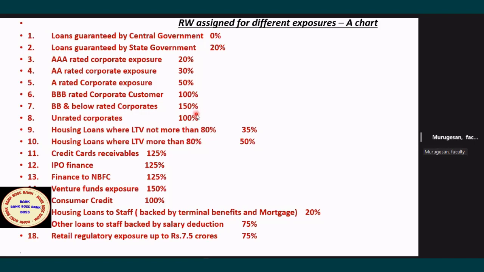Unrated corporate, 100%. Earlier the chart was in Word format, I converted it. Now, unrated corporate, 100%. Housing loan, this is the thing you wanted. Housing loan, LTV not more than 80%, 35% risk weight. The LTV more than 80, 50% risk weight. Only two slabs now. Credit card, 125.